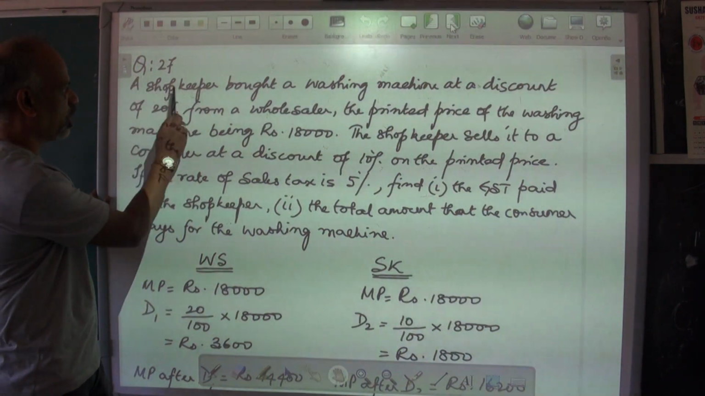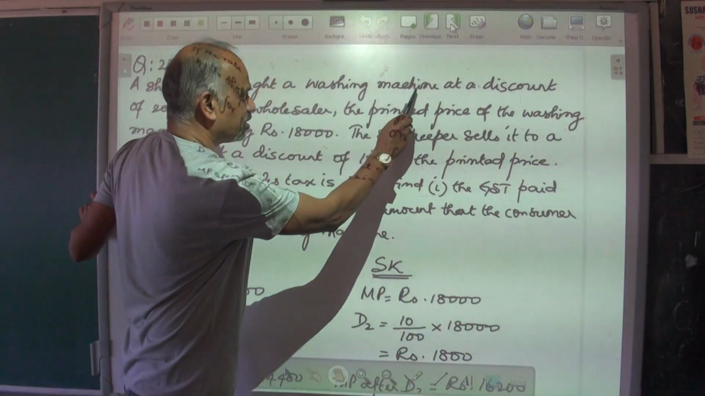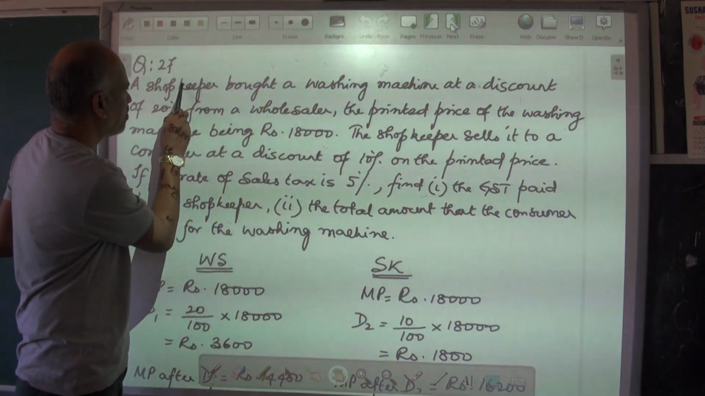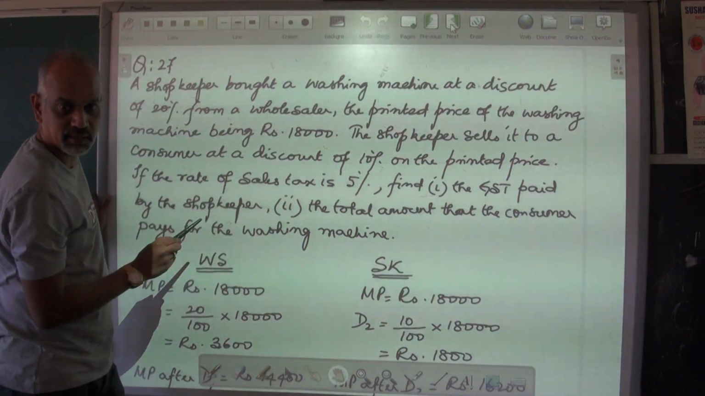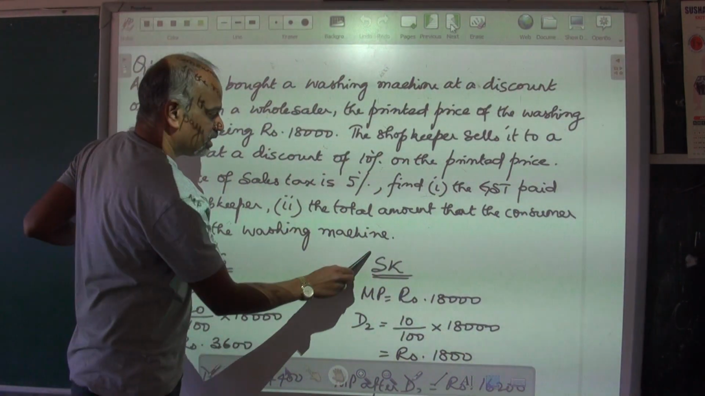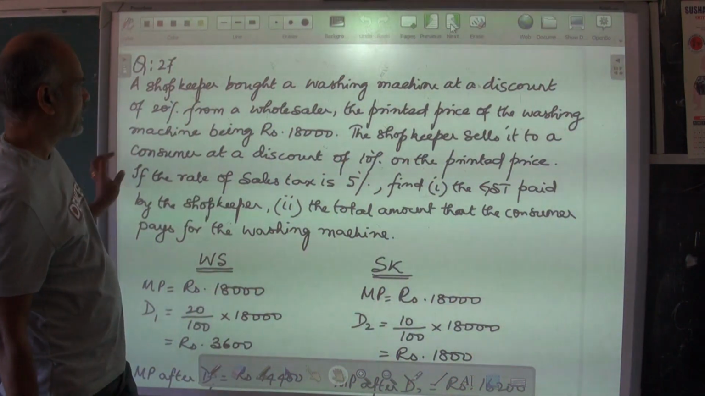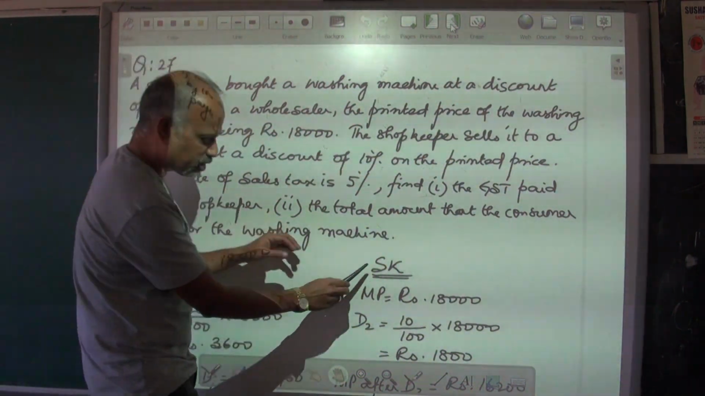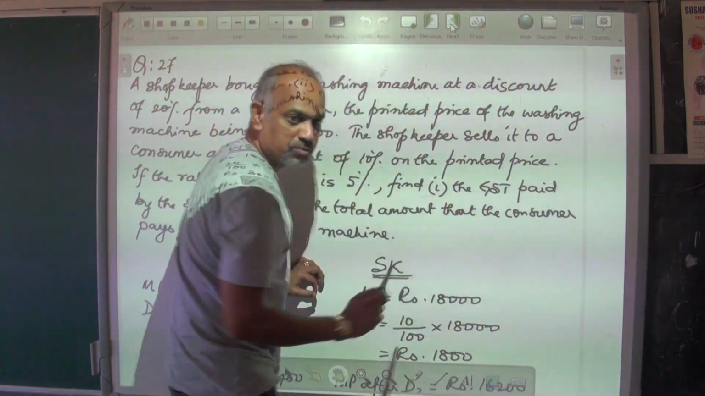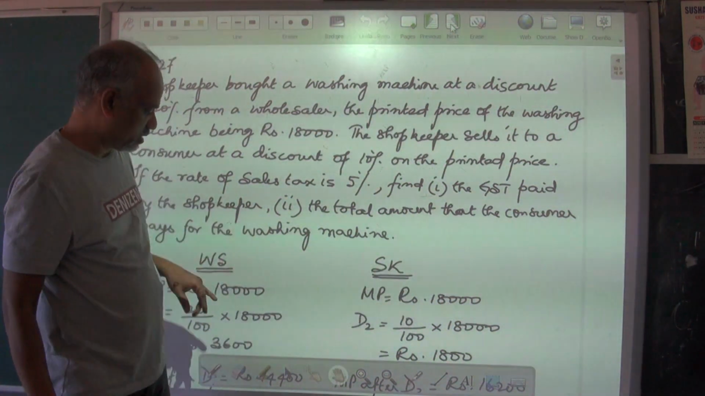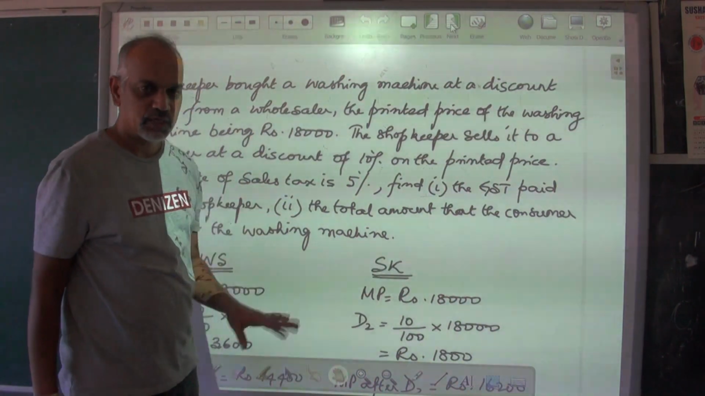It says a shopkeeper bought a washing machine at a discount of 20% from a wholesaler. Shopkeeper is buying from the wholesaler. So the first person is the wholesaler and the second person is the shopkeeper. And the shopkeeper sells it to a consumer. So there are only two calculations that you have to show. One is the wholesaler's and one is the shopkeeper's.